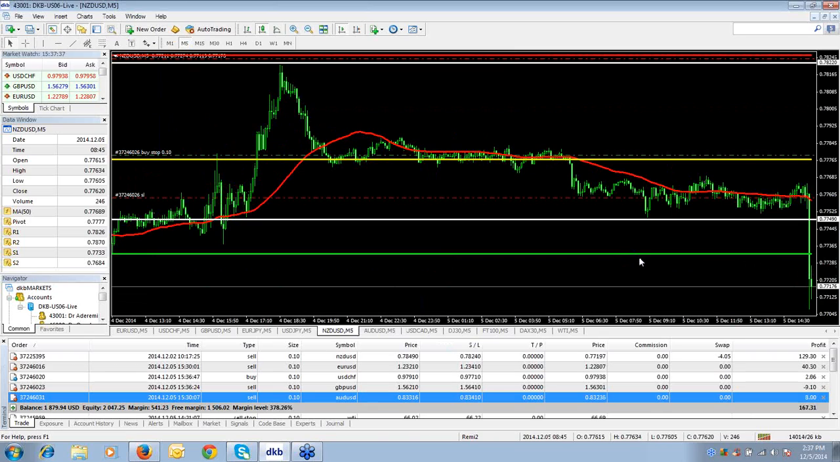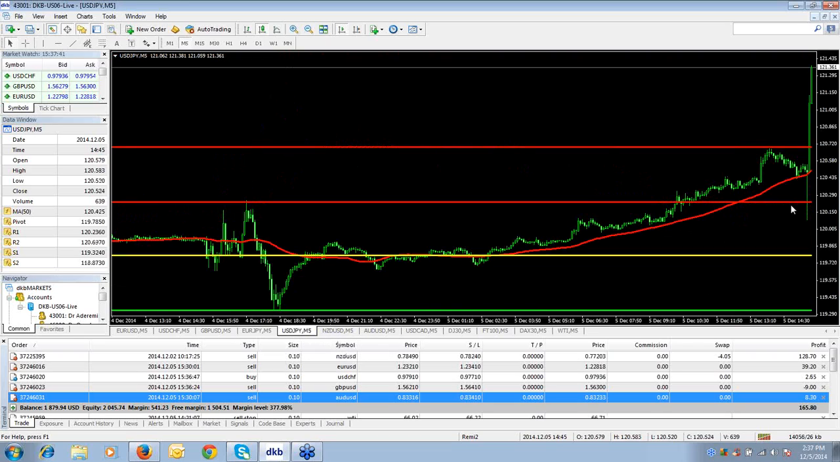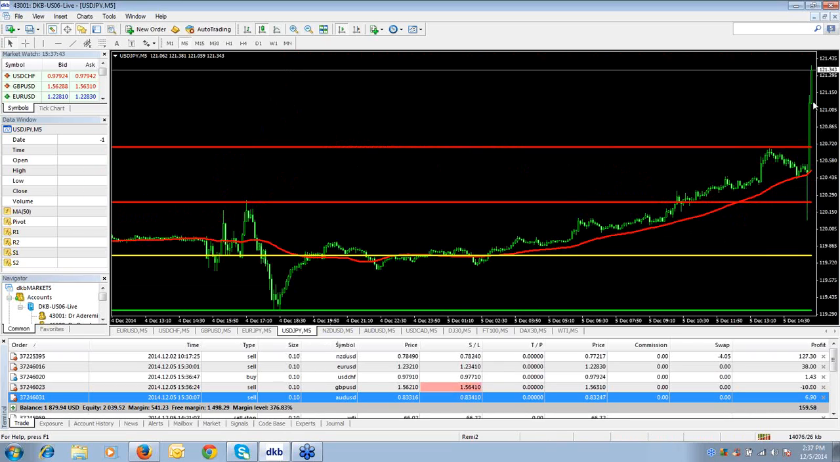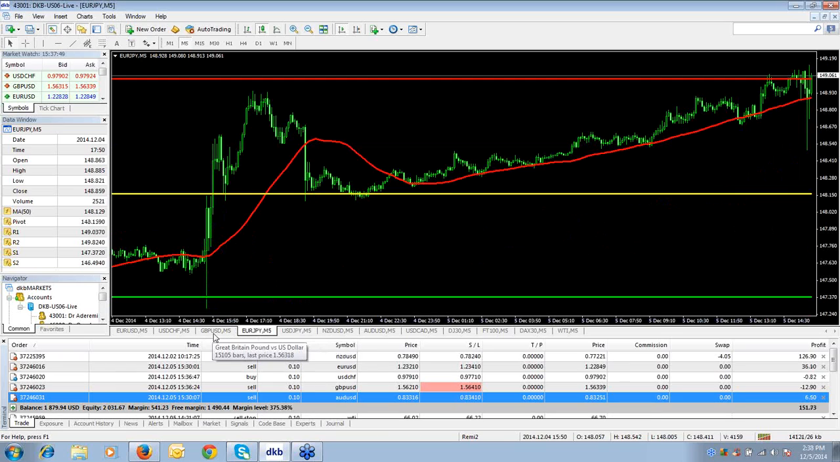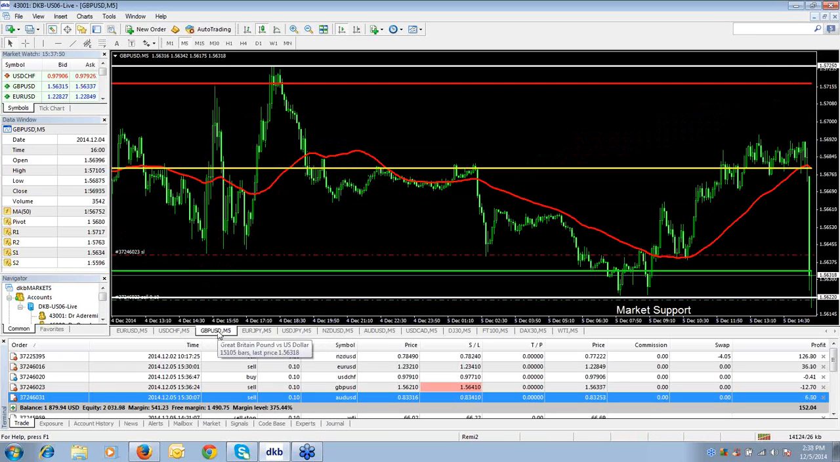So that's dollar, New Zealand dollar USD, and you can see the US dollar yen, dollar yen, that's gone up. That's the euro yen. That's the pound dollar. You can see the pound dollar has broken the support, taken my order and it's gone back up.